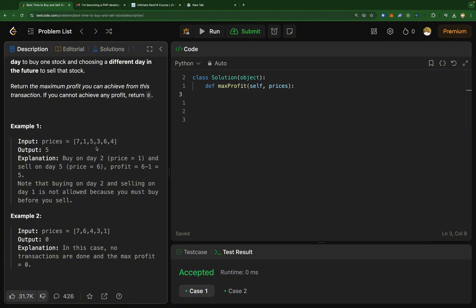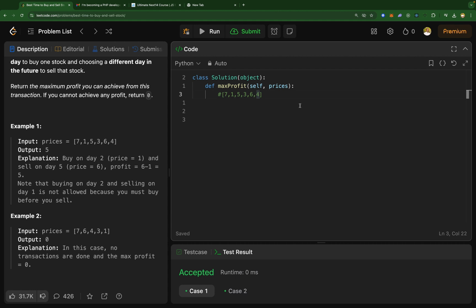So we have an example here. I'm going to copy it so that you can use it from here. Now day 1, it is 7. Day 2, 1. Day 3, 5, 3, 6, 4 consecutively.